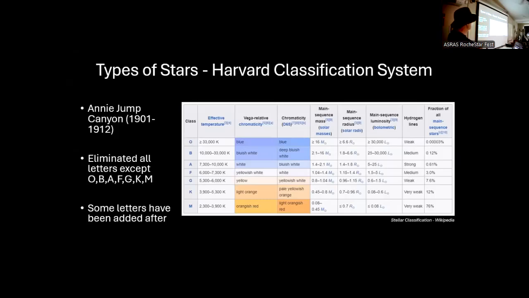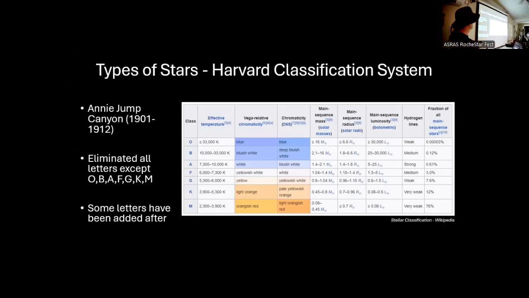And so you can see that this is Vega relative chromaticity. Vega is assigned a character of white, and any stars that are different from Vega are assigned relative. So these are all colors of stars relative to Vega being white. And there are several different things. This is solar masses, M. Anytime you see a subscript 0 during this talk, it refers to that characteristic of the sun. So M0 is the mass of the sun.